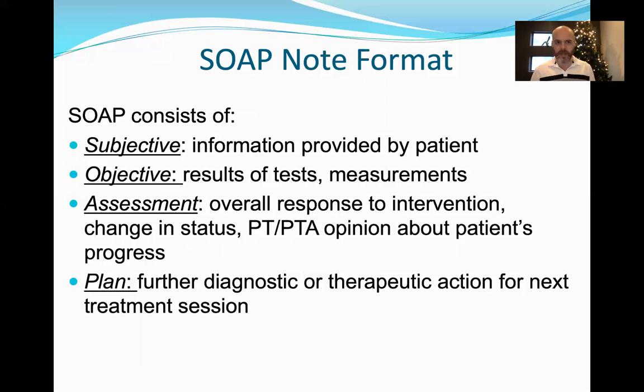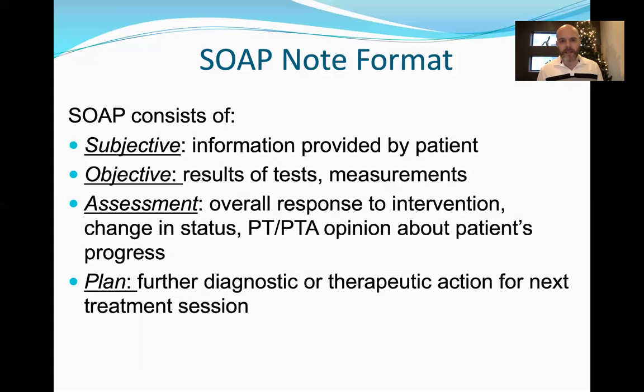Okay, then the next section is your O, your objective section. Objective is the results of tests that you take and measurements that you take, and anything that you do with the patient, any intervention. So if you measure their range of motion, if you measure their strength, you put that in the objective section. If you measure their walking speed, or if you look at their walking and you analyze it and you talk about what's wrong with it and what's right with it, you put that in the objective section.